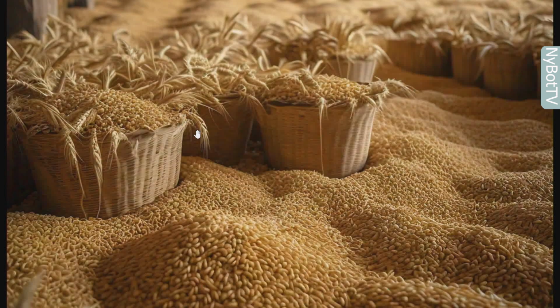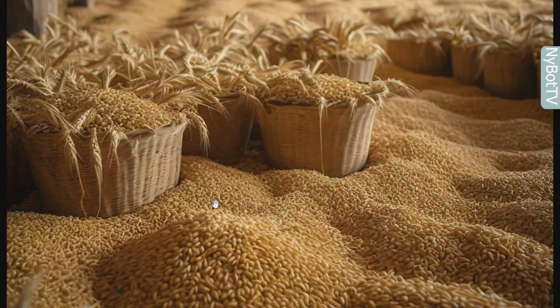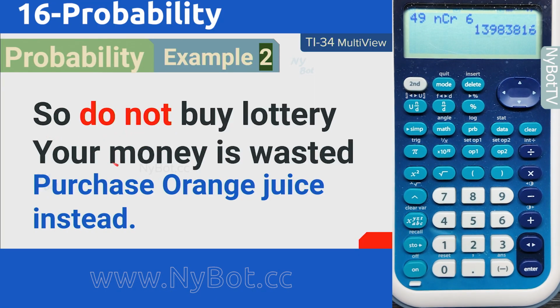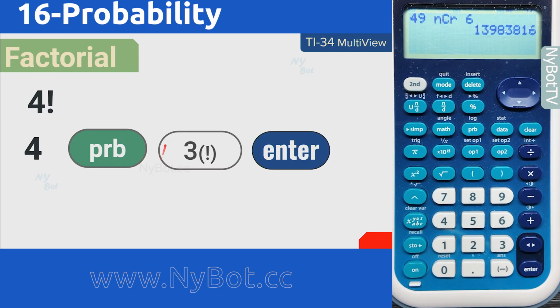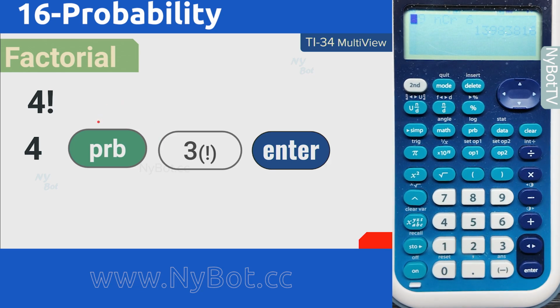To understand it better, let's say you have a room with 14 million grains of wheat or rice. Each grain has a number that represents a lottery number. Your number is also written on one of the grains, which is your lottery number. Now you ask somebody to enter the room and pick 1 grain and bring it, and you hope that he will pick yours. That is how low your chances of winning are. So do not buy lottery, your money is wasted. Purchase orange juice instead.